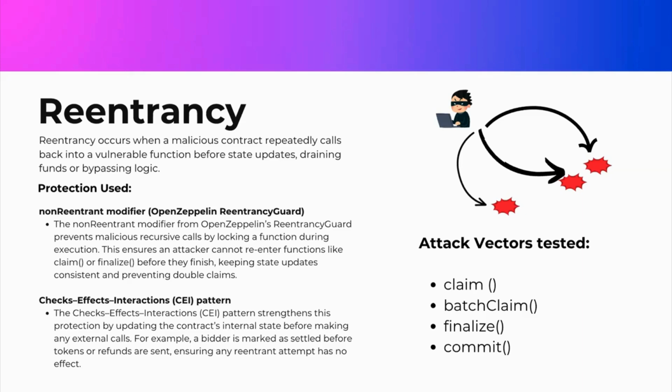We then built a comprehensive test suite in Hardhat to simulate these attacks. Using a custom MaliciousBidder.sol contract, we ran 13 reentrancy test cases against all major functions: commit, claim, batch claim, and finalize. Every attack attempt was blocked. 13 out of 13 tests passed, confirming that each bidder can only settle once and that no double claims or Ethereum drains are possible. In short, both our contract design and testing suite prove that the auction is fully secure against reentrancy exploits.